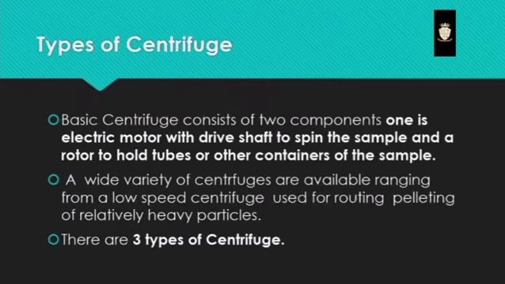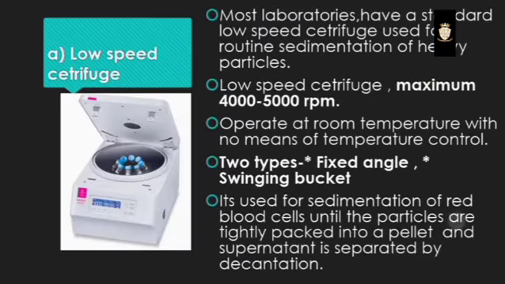Types of centrifuge. A basic centrifuge consists of two components. One is an electric motor with a drive shaft to spin the samples and a rotor to hold the tubes or other containers of the sample. A wide variety of centrifuges are available, ranging from a low-speed centrifuge used for routine pelleting of relatively heavy particles. There are three types of centrifuge.